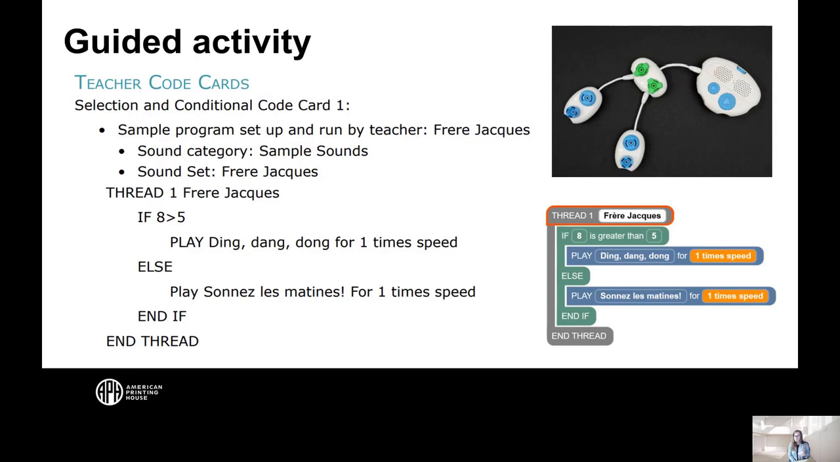So in thread 1, and for our example, we've actually been using thread 2, we have it written out. If 8 is greater than 5, and so we have 8, greater than symbol, 5, play ding dang dong for 1 times speed. So then we build that. Else, play sonne le mattine for 1 times speed. And end if, and end thread. Okay, that's just walking through it verbally. Now let's actually dive into CodeJumper and build it.